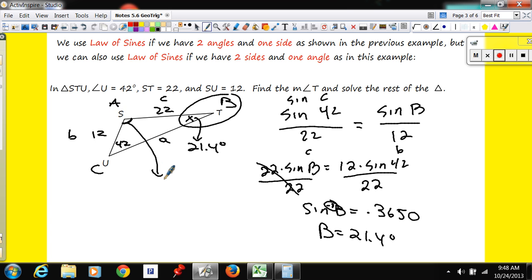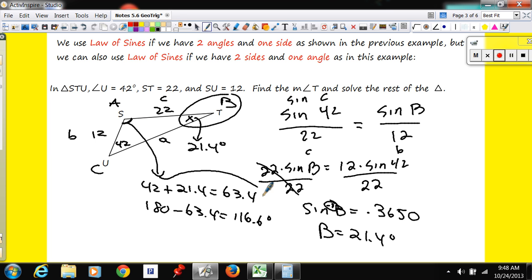Yeah, I could, because I know that 42 plus 21.4 is 63.4. And I'm going to take 180 and subtract 63.4 and get 116.6 degrees. So that's going to be this angle right here, 116.6. Now I've got all 3 angles.